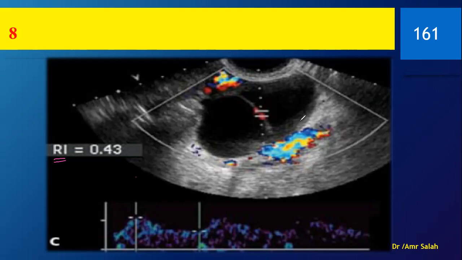Would you weigh one against the other? Yeah, this is rather malignant, a cystadenocarcinoma, because the resistive index here is rather low, less than 0.5, and you see that the systole and the diastole are rather close to each other. So this weighs more toward being malignant rather than benign. Bravo. Excellent.